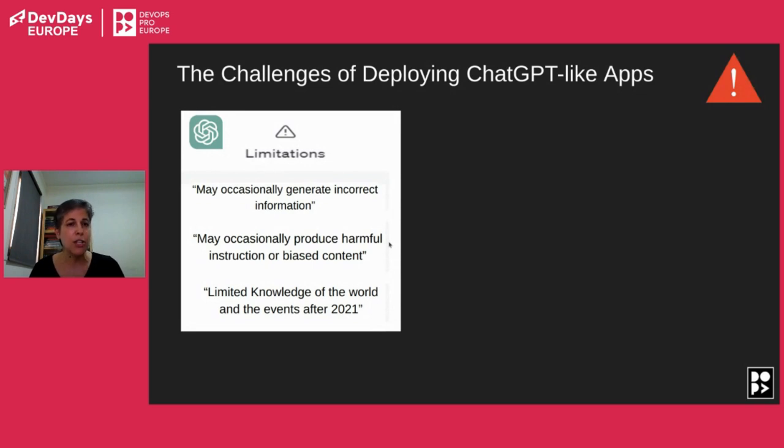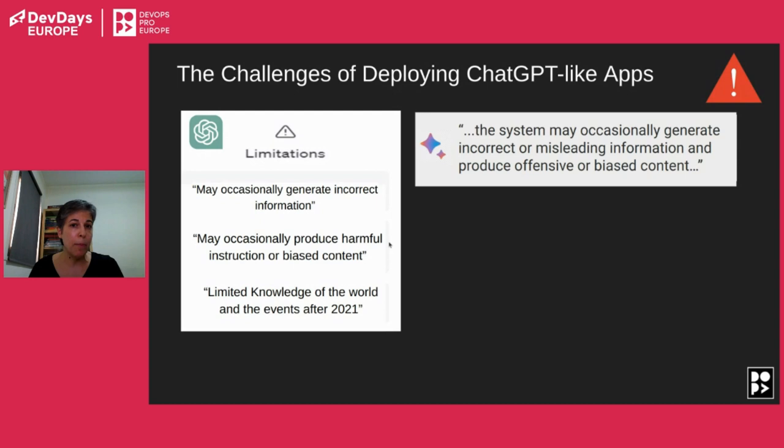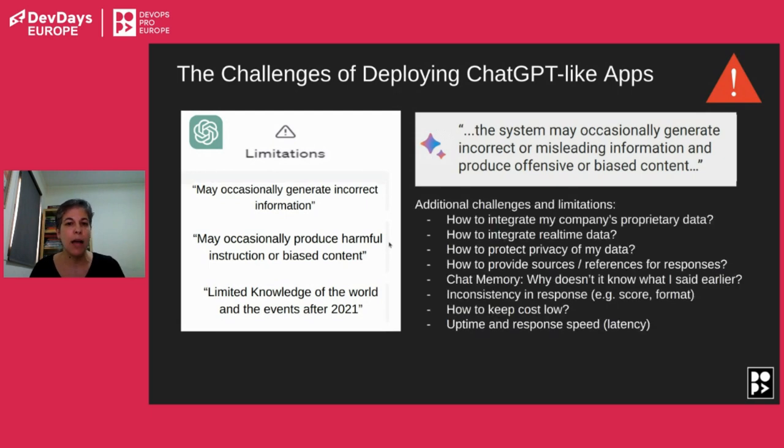Even OpenAI themselves say, we have limitations, beware: it may occasionally generate incorrect information, produce harmful or biased content, and has limited knowledge. It's pretty outdated, only until September 2021. And Google's Bard is no better. The system may occasionally generate incorrect or misleading information and produce offensive or biased content. Now, this isn't just a problem, it's a huge problem, but there are other challenges.